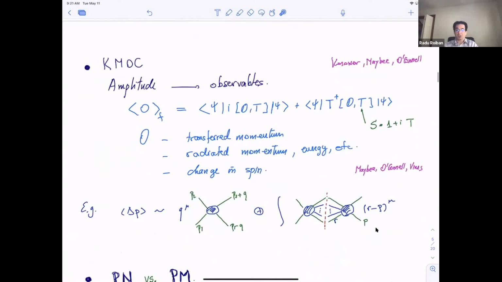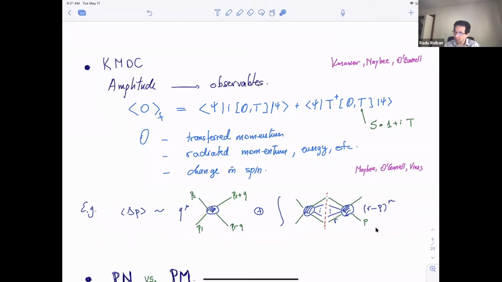And the second particle physics-based approach is the one pioneered by Kosower, Maybee, and O'Connell. That bypasses the construction of a Hamiltonian and goes straight from amplitudes to observables. The procedure is captured by this equation, which basically says that the expectation value of some observable in the final state is given by the expectation value of the corresponding operator commuted with the S matrix, and the matrix element is taken in the final state. And pictorially, it looks something like this, illustrated for the momentum transfer, or the impulse.